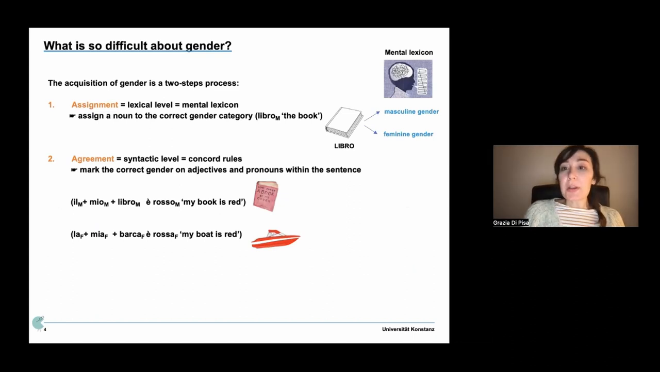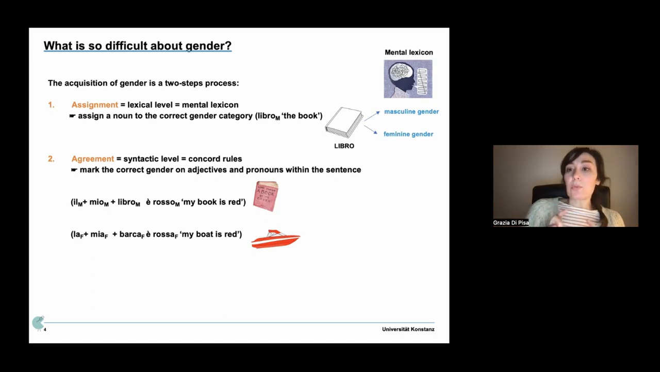But you might wonder, what is so difficult about grammatical gender? The acquisition of gender could be seen as a little bit difficult because it could be considered a two-step process. We have first the assignment and then the agreement. For assignment, we're basically at the lexical level and we are referring more to the mental lexicon. So we need to assign a noun to the correct gender category. For example, the noun libro, we need to store it in our mental lexicon in the right gender category. In this case, libro is masculine in Italian, so it's going to be masculine.